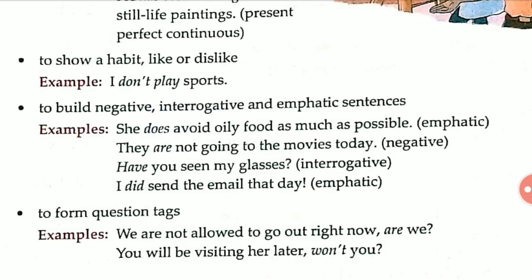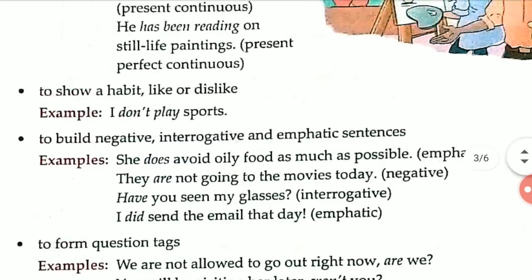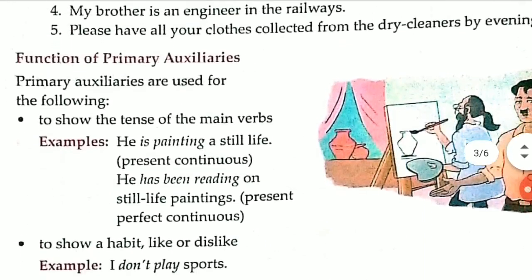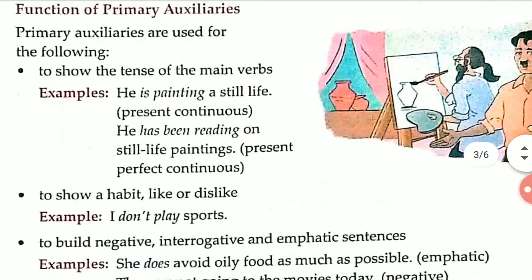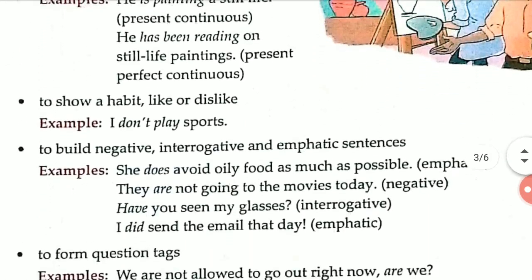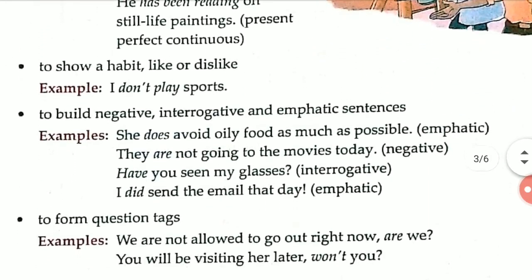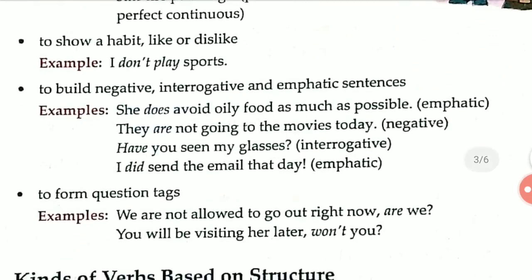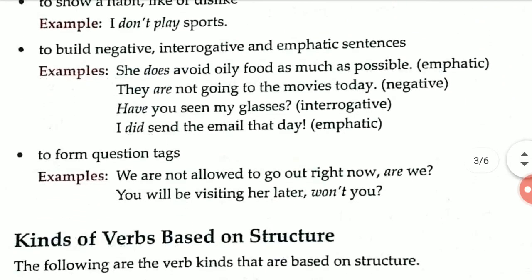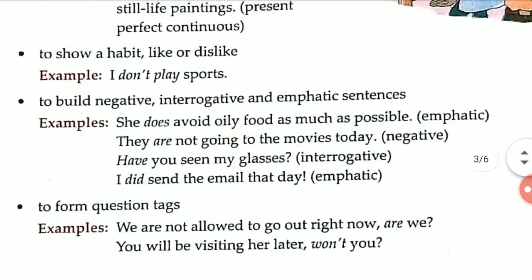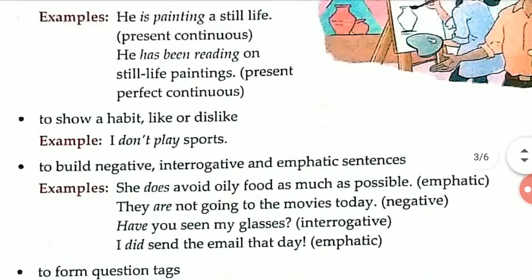Primary auxiliaries include what? Be, have, and do. These are the three verbs used as primary auxiliaries, and we have seen some of their functions: to show the tense of the main verb, to show a habit like or dislike, to build negative, interrogative and emphatic sentences, or to form question tags. So these are the functions of primary auxiliaries.